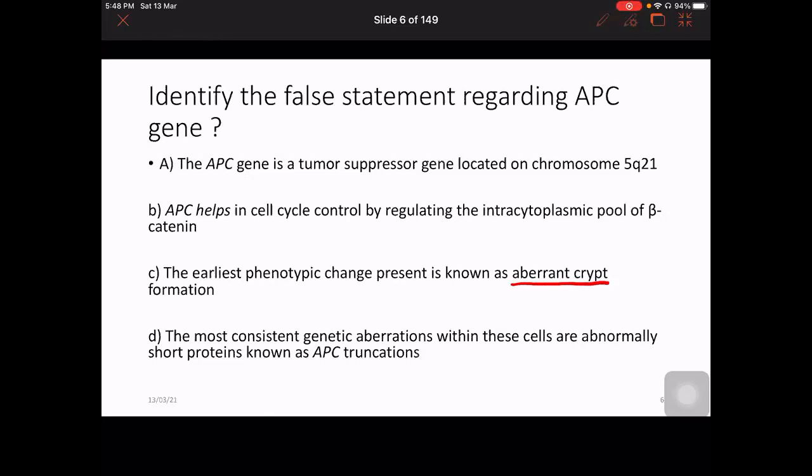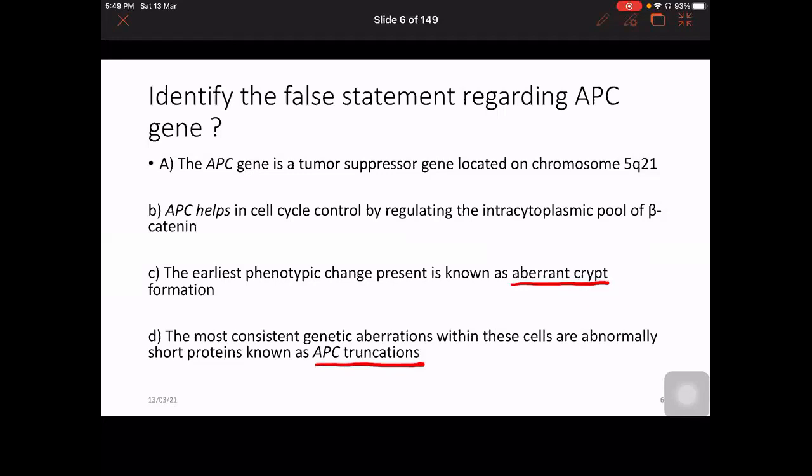This will be false. So yeah, no. This is also true. So all the statements given here are true. APC gene mutation results in a truncated, short form of the APC protein, and that is called APC truncation. So remember, the earliest phenotypic change is aberrant crypt formation, and because of APC gene mutation, it results in short proteins known as APC truncated proteins, and APC always acts by regulating the intracytoplasmic pool of beta-catenin.